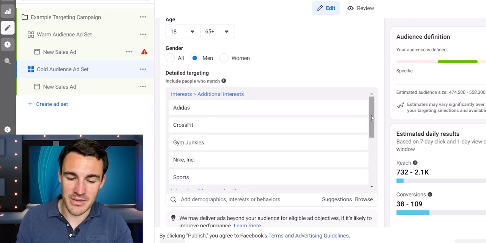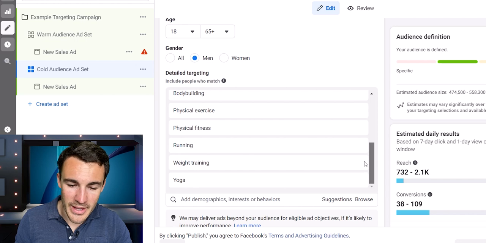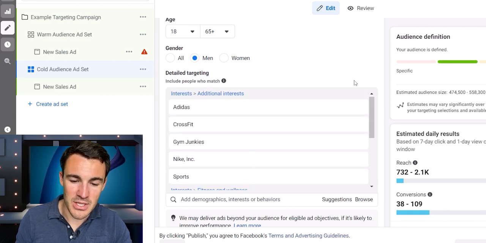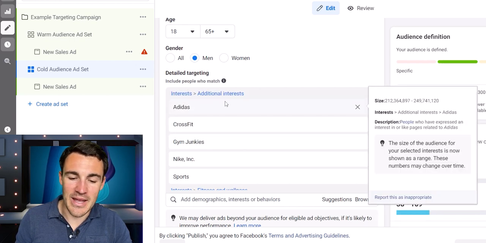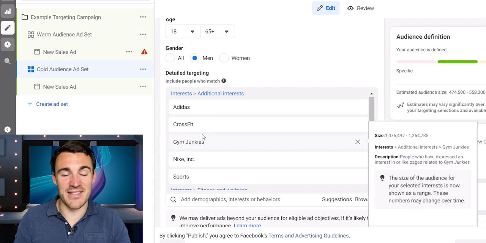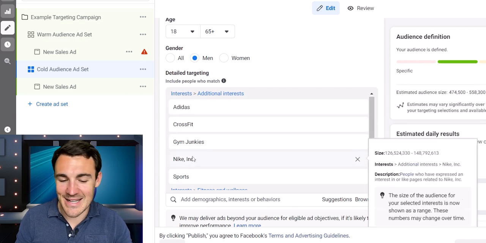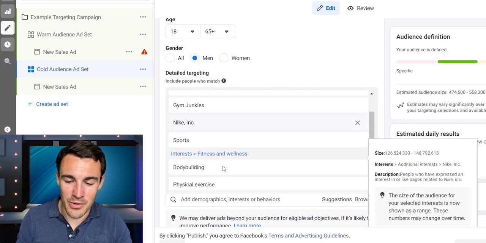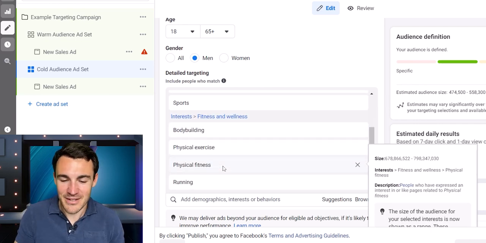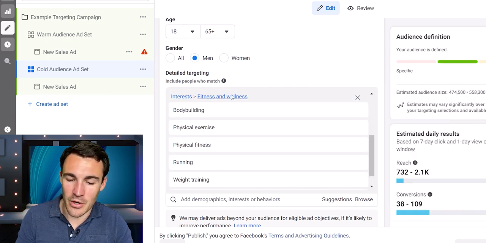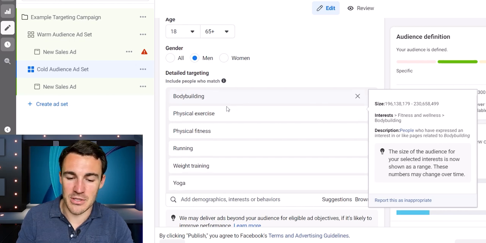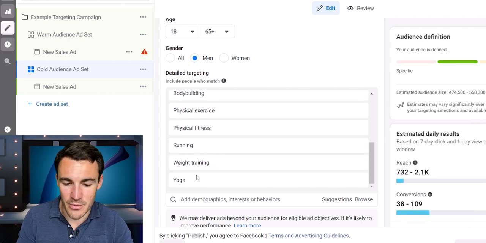Now, the first thing that I would say is, what have we got here? 11, 12 different options, and we've got a mixture of interests based on things that they think these people like to be interested in, like Adidas and Nike and CrossFit, sport, stuff like that. You know, this is men's sports, physical exercise apparel. And then we've got all the stuff within fitness and wellness. So bodybuilding, physical exercise, physical fitness, running, weight training, yoga, etc.